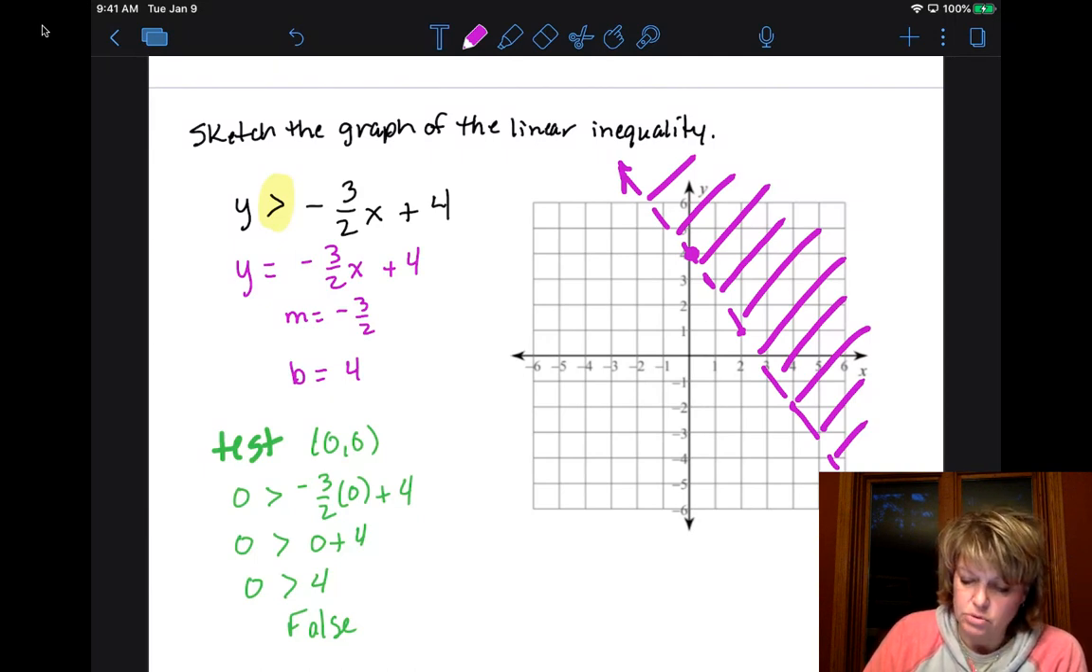To graph the boundary, it's a line, not a point. And to graph that line, we need a slope and a y-intercept. Hopefully that makes sense. We're probably going to practice this today and tomorrow, and then we'll probably take a quiz on Friday again. Hopefully it all works.